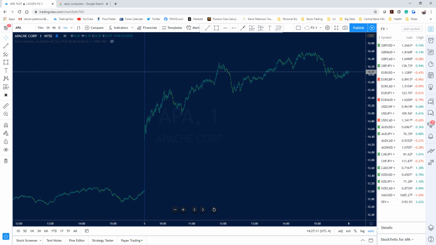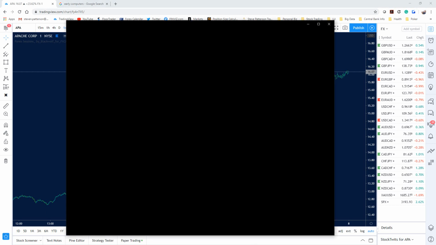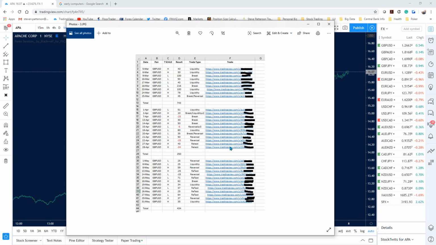So I decided to do a little experiment this weekend, and this is where we're going to get into some exciting things. Let me show you a spreadsheet here. Actually, I'm going to show you a picture of the spreadsheet because I wanted to block some things out. So what I did was I went through and just used structure and three types of trades: a liquidity grab, a break, or a reversal trade. So three simple structural trades.